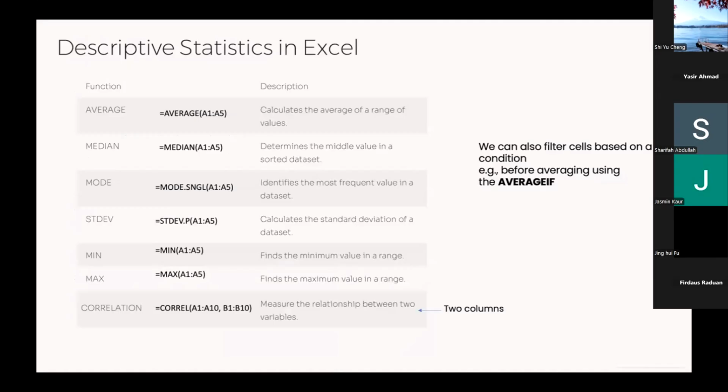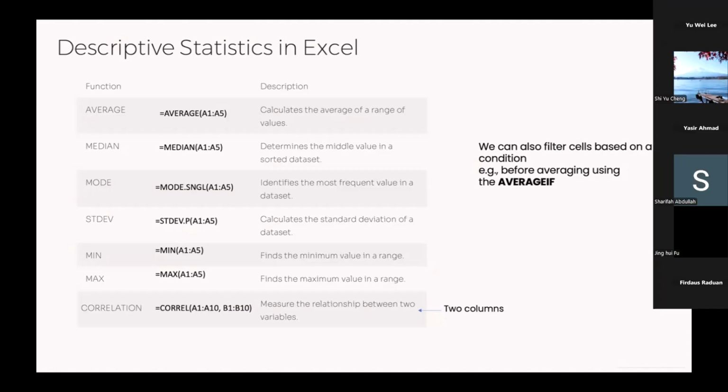For descriptive statistics in Excel, you can produce them without using the built-in tool, but you need to do it manually. For example, average, median, mode, standard deviation, minimum, maximum, and correlation. You can also filter the cells based on what condition you want. For example, for age, you want more than 40 years old only. So this one you can do manually.